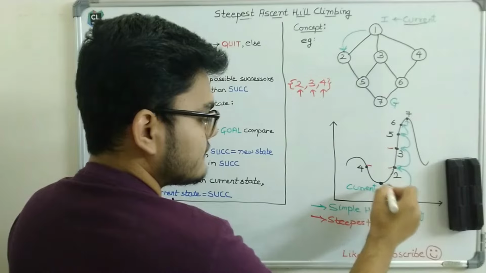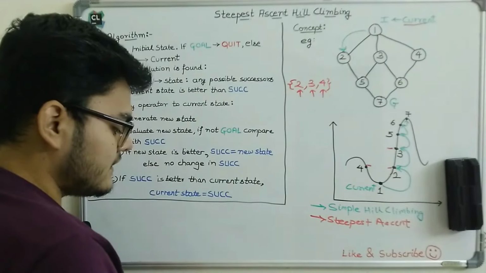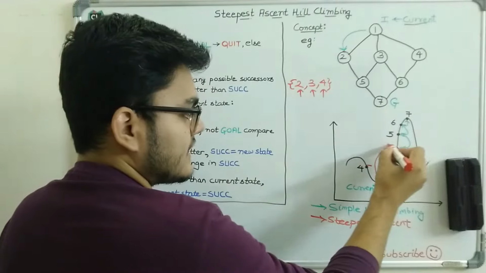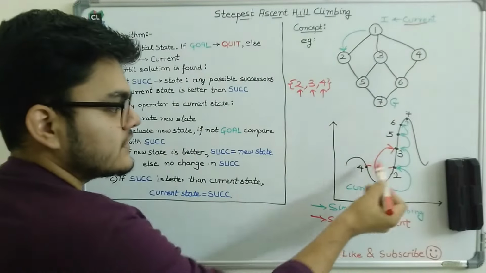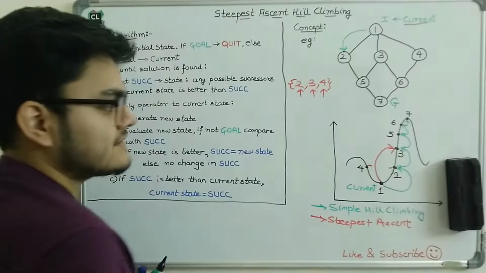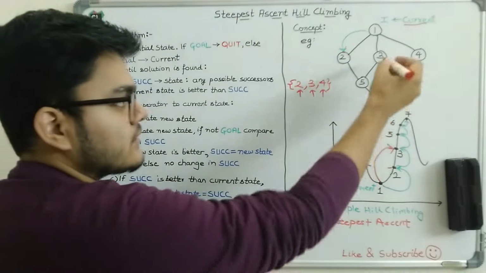Now in case of steepest ascent, the jump will be from 1 directly to 3. Why? Because you can see that out of 2, 3 and 4, 3 is the best one. Now we will assign 3 as the current node, or the current state.